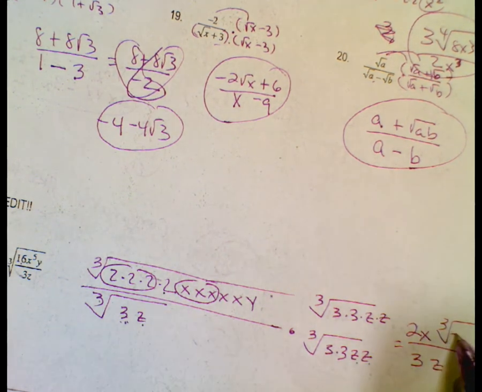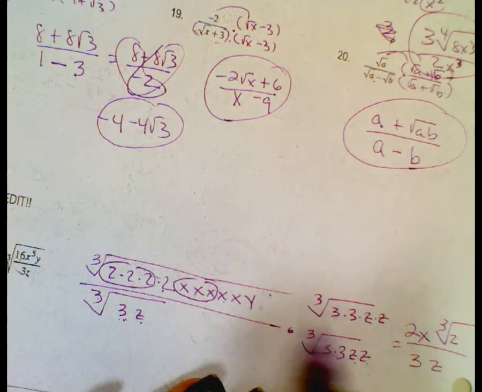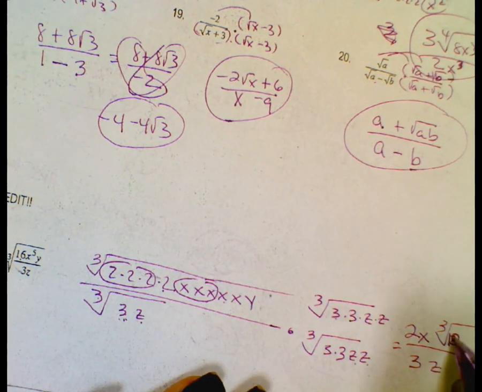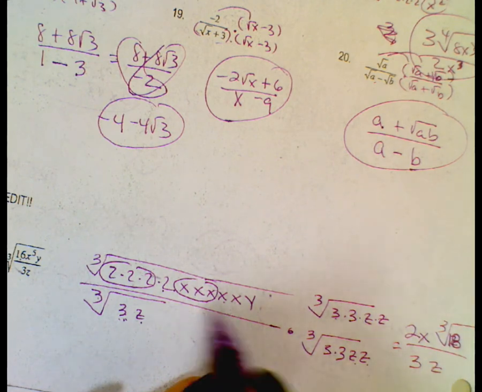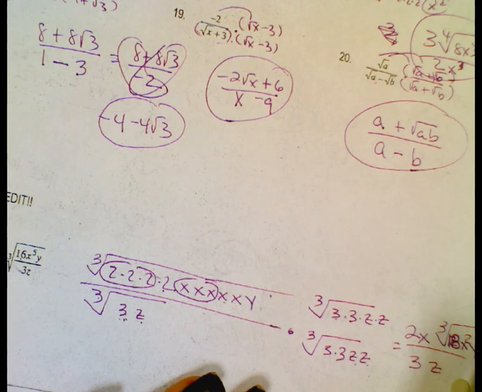2 x squared. Actually, wait a minute. We have a 2 and we have 2 3's. So it's 2 times, 3 times 3 is 9, times 2 is 18. This is going to be 18. And then you have 2 x's, you have a y, and you have a z squared.